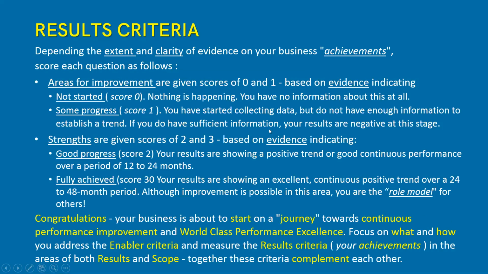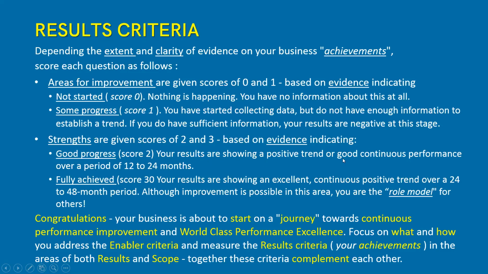And the criteria, again, are similar to the enablers. Areas for improvement is not started. This is 0. Nothing has happened. There's no information about this at all. Some progress: you've started collecting data, but do not have enough information to establish a trend, or do not have sufficient information. Your results are negative at this stage. It becomes a strength if you score a 2 or 3 based on evidence. You've got good progress, score of 2.